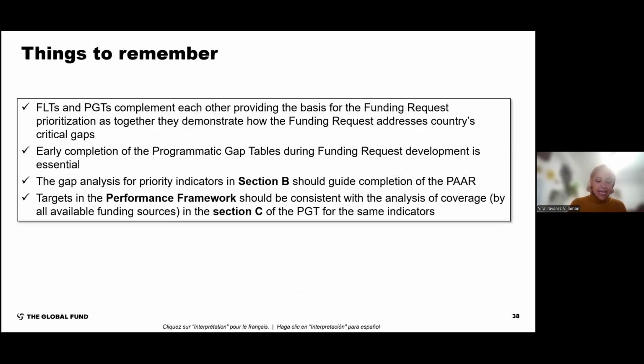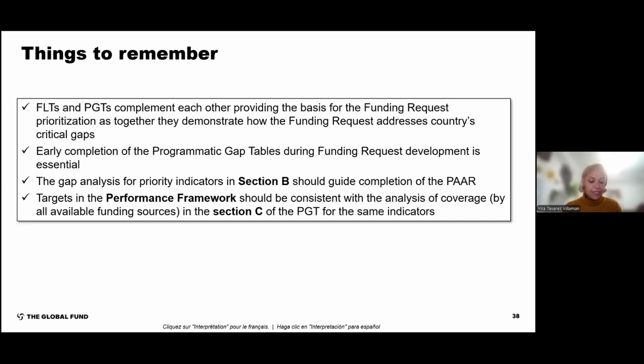The financial landscape table and the programmatic gap tables are complementary tools that together support the funding request. The programmatic gap table translates available financial resources into people reached through priority indicators. To do this, applicants consider not only the financial landscape, but also programmatic feasibility. This includes health system enablers and constraints, such as human resources, supply chains, and health information systems, and clearly documenting these assumptions behind their target ambition.